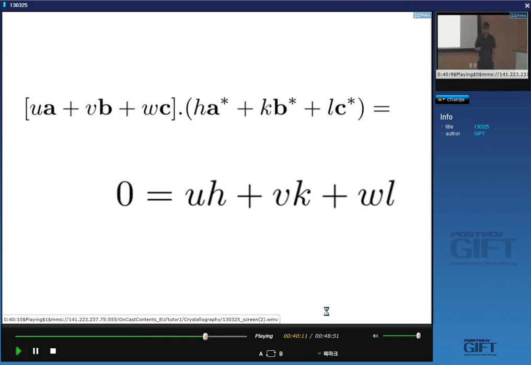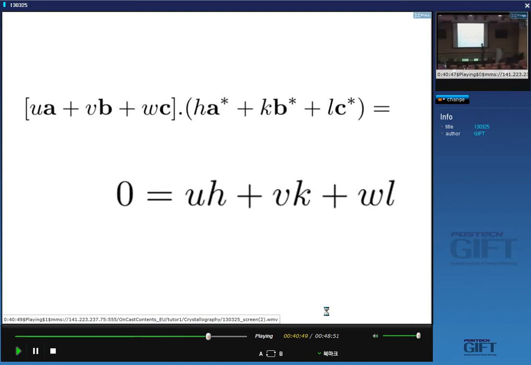And the reason why it applies to any coordinate system, we proved by taking that dot product, A times A star. A dot A star will be 1, but A dot B star will be 0, and A dot C star will be 0. And therefore, we have UH here. And similarly, we have VK, but we don't have VH, and so on. And in doing this dot product, I haven't said what A star is. Is it orthorhombic? Is it cubic? Is it monoclinic? I haven't specified that. So this is a completely general result.